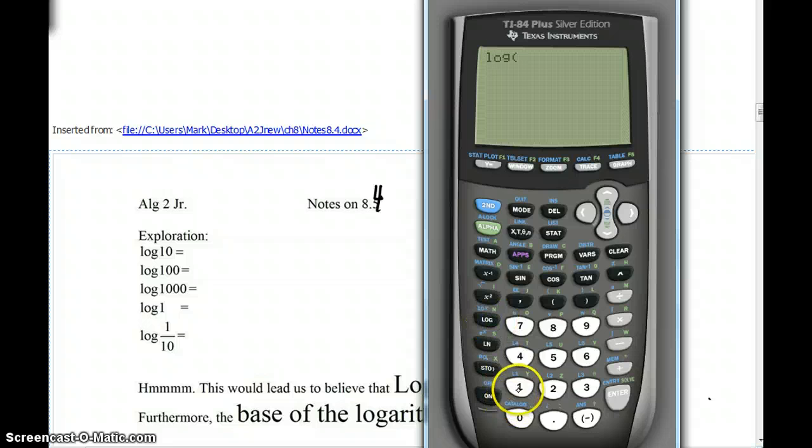Quick exploration, let's figure out what the log of 10 is. Real quickly, we could see it's a 1. Log of 100, well, we can see that's actually a 2. Log of 1,000, well, very quickly we can see that's a 3. Log of 1, we'd get 0. And finally, in this little exercise off to the side, log of 1/10, we get -1.